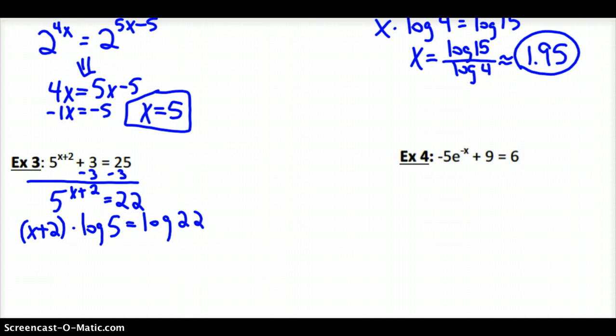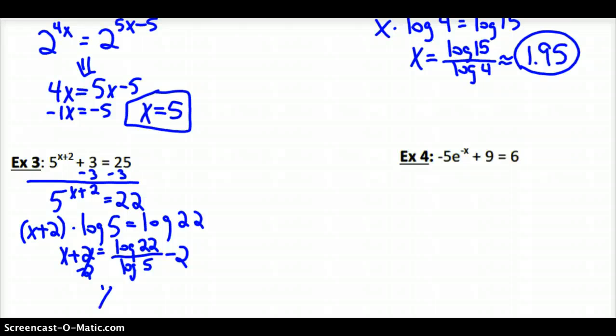I'm going to divide both sides by log of 5. And then I'm going to subtract the 2 over. So that will leave me, after I calculate the log of 22 divided by log of 5, subtract 2, I am going to end up with negative 0.079. My answer.